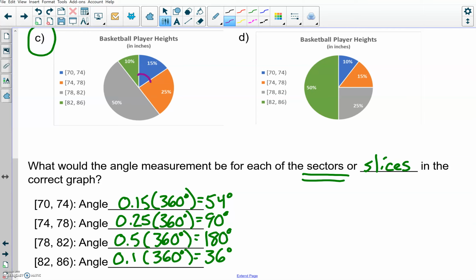And similar for the next. The 25% one, you can see that orange slice. It looks like it has a right angle right there in the corner, 90 degrees. The 50% takes up half the circle. That straight line angle is 180 degrees. And then 10% would have 36.